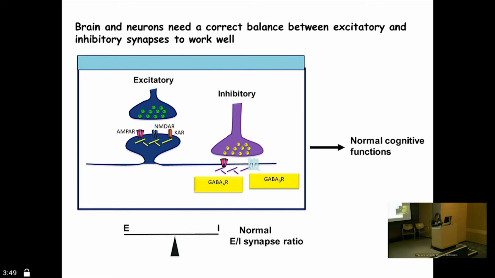Just to start and give you a brief introduction about the synapse and the neurons, I want to explain that in the neuron we can distinguish two different types of synapse, the excitatory and the inhibitory synapse. It is important for normal cognitive functions that there is a perfect balance between the excitatory and inhibitory synapse.